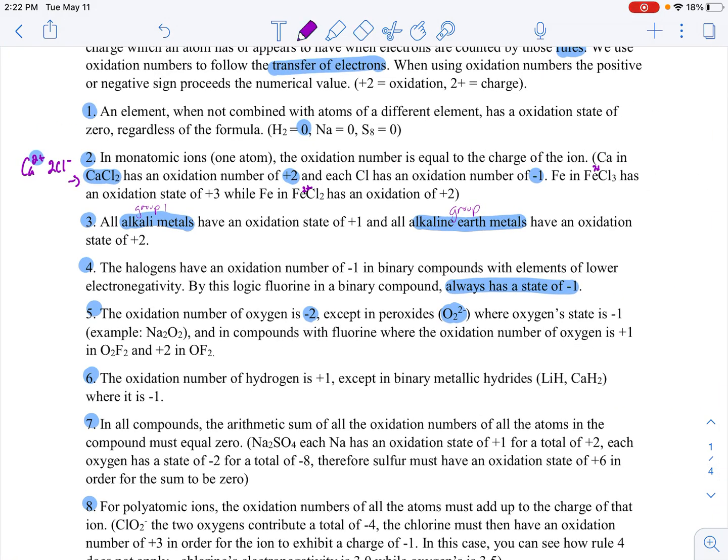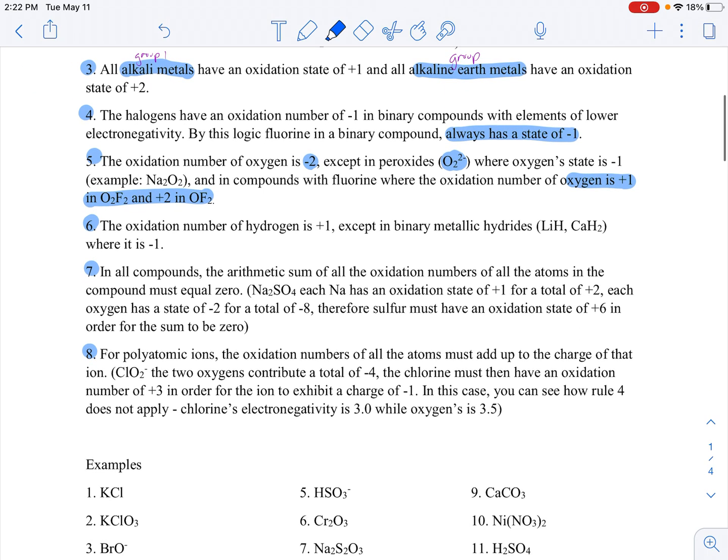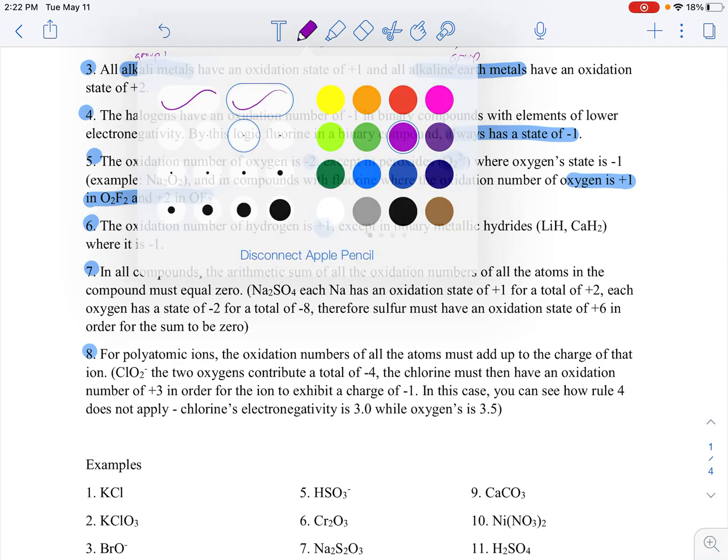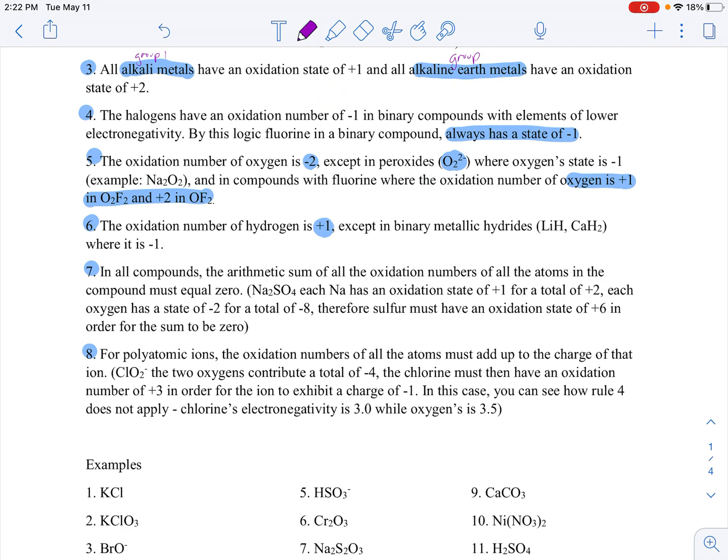Now, the other exception to that is when it's with fluorine. And when oxygen is with fluorine, it could either be +1 or +2, shown by these examples right here. Kind of neat. The oxidation number of hydrogen is +1, except in binary metallic hydrides. What is a binary metallic hydride? Well, binary means 2 things. One is a metal and the other one is hydrogen, shown here. In these cases, it's actually -1.